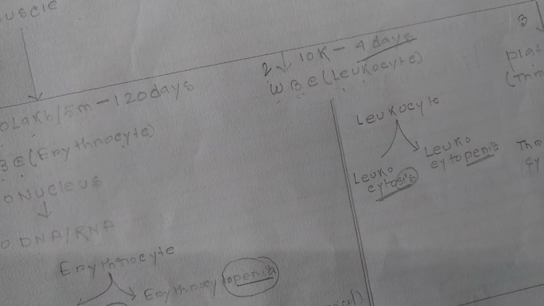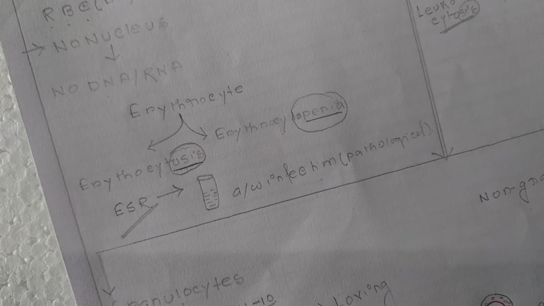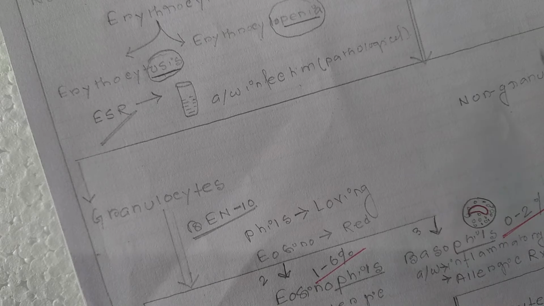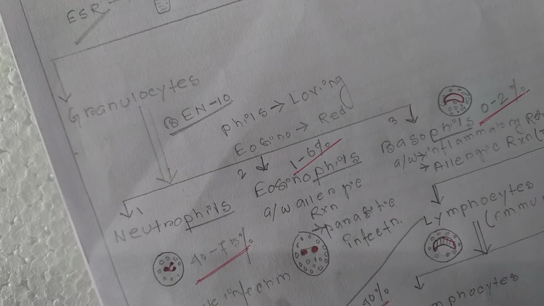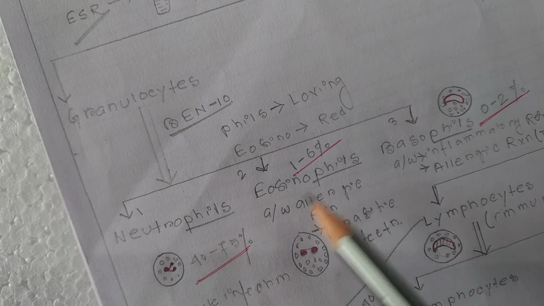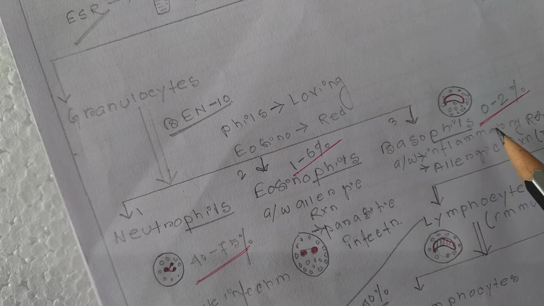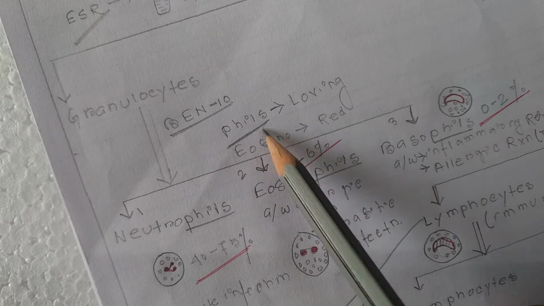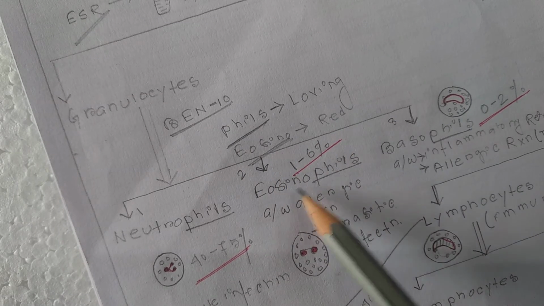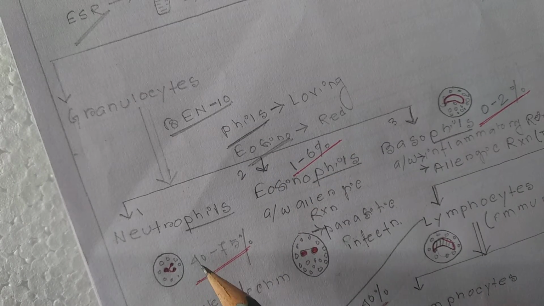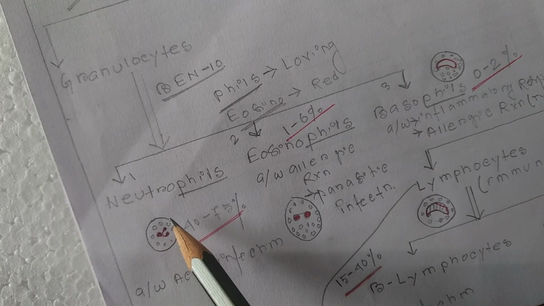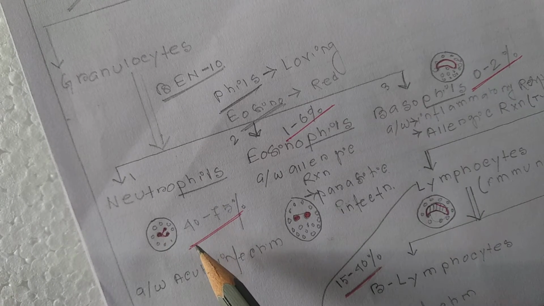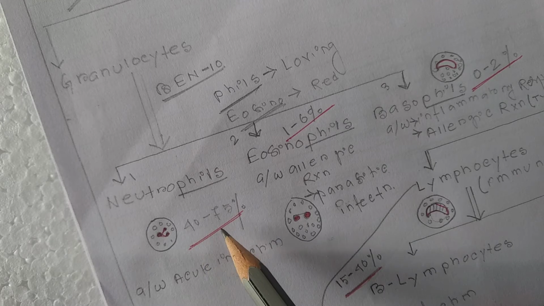WBC is again classified into two: granulocyte and agranulocyte. Granulocyte has three divisions: neutrophil, eosinophil and basophil. Phil means loving, and eosino means red in color, hence eosinophil. This is the shape of the neutrophil, and its percentage is 40 to 75%.